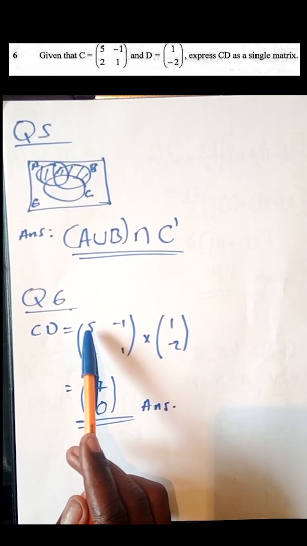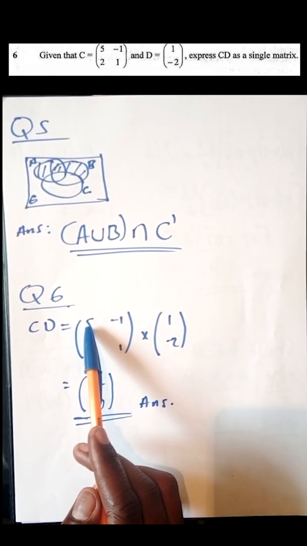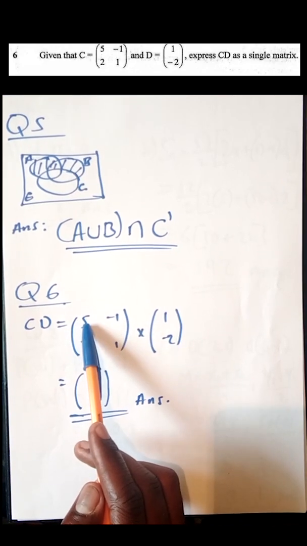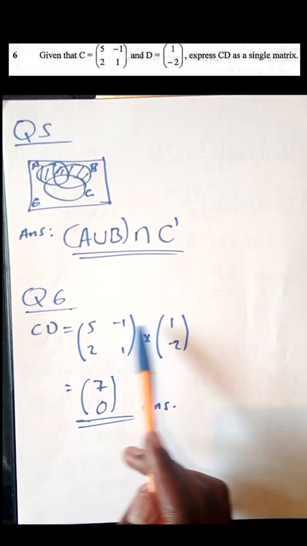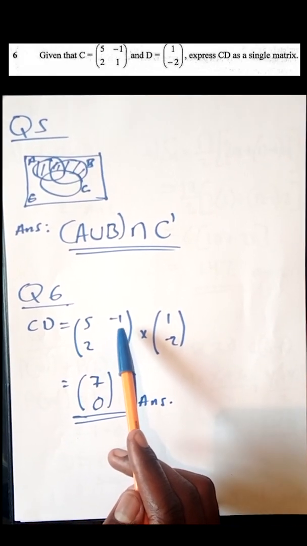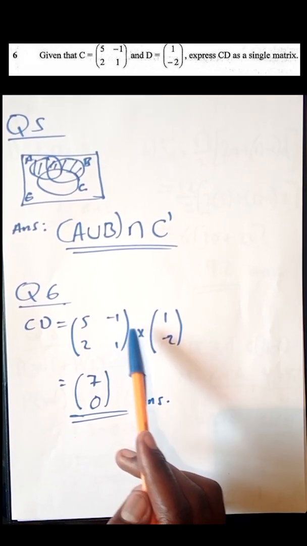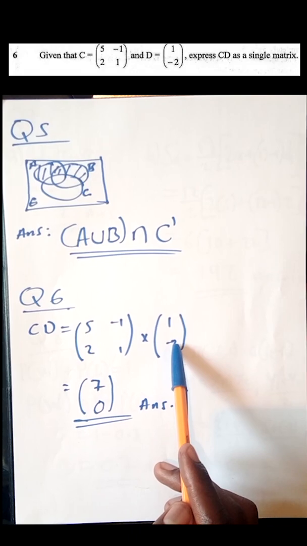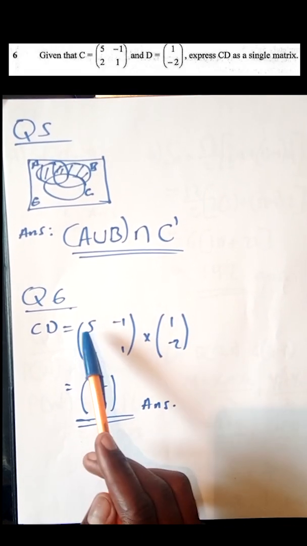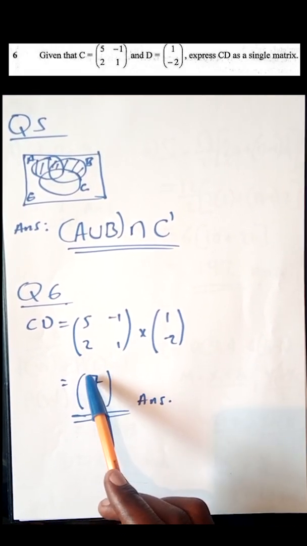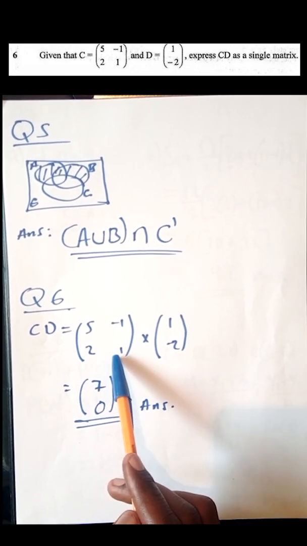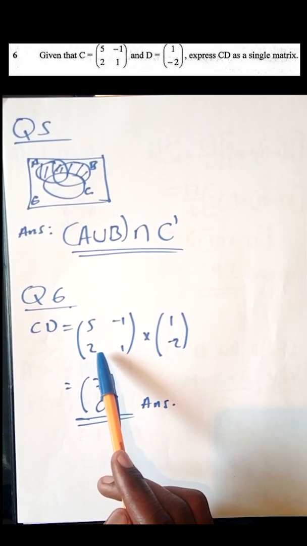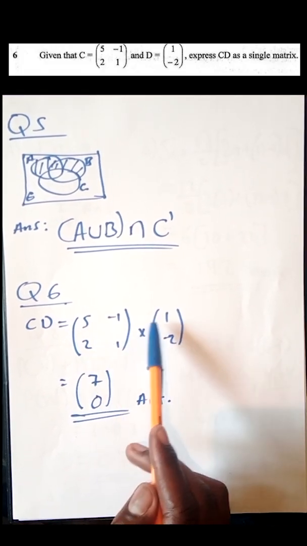So let's start. Our first number in this row, that is 5, multiplying by the first number in the column, 1. So 5 by 1, that is 5. Then negative 1 multiplied by negative 2, that is 2. So 5 plus 2, you are getting 7. You come to the down row. The first number is 2. You're going to multiply it with 1.